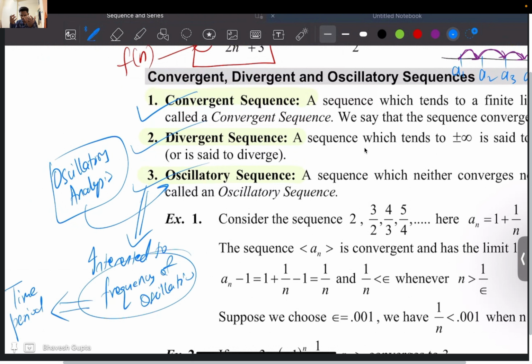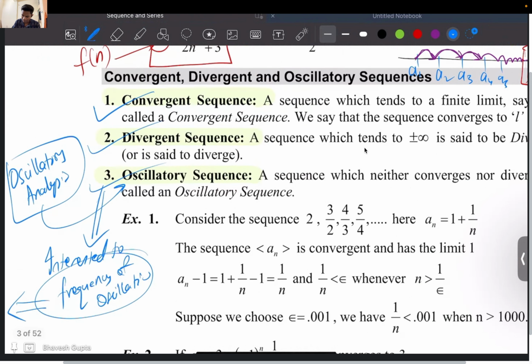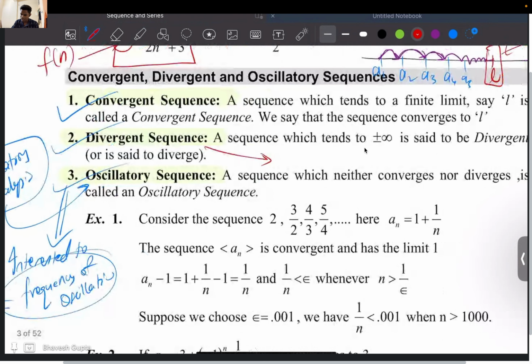So it depends on what kind of analysis you want to do. Based on that, you use the sequences. So where you can use the divergence sequence: the place where we can use the divergence sequence is for values of x such that f of x tends to infinity. Basically, wherever I have vertical asymptotes.